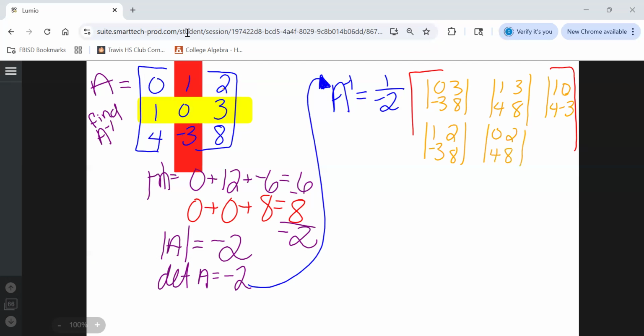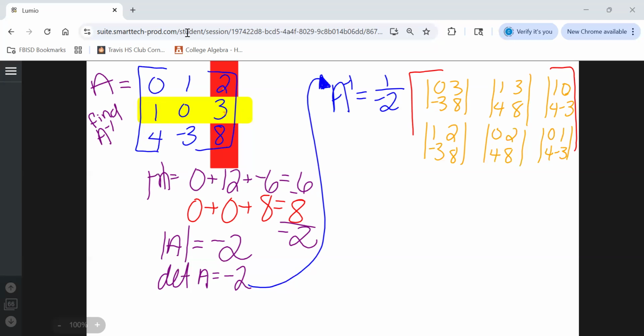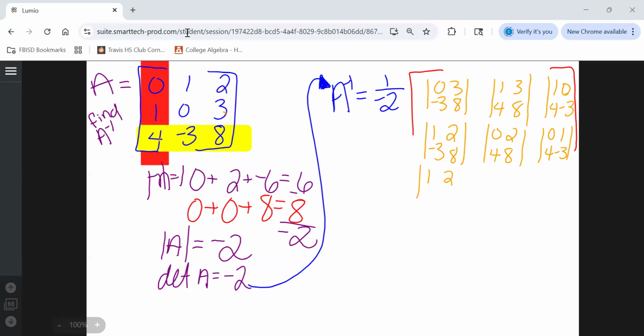Last one on the right, I'm finding the piece that this 3 is in right here. So I covered up the row, covered up the column. Everything that's left is 0, 1, 4, -3. Last row, I'm looking for the spot that the 4 is in. So I'm going to cover up that 4, cover up that column. Everything that's left is 1, 2, 0, 3.